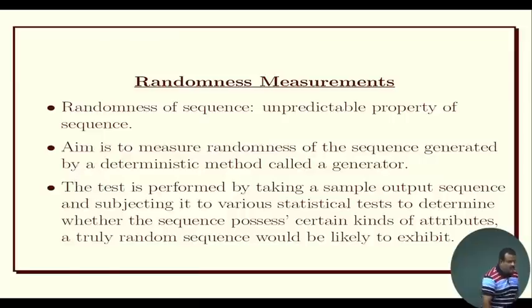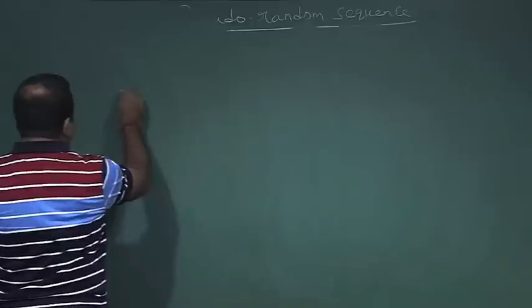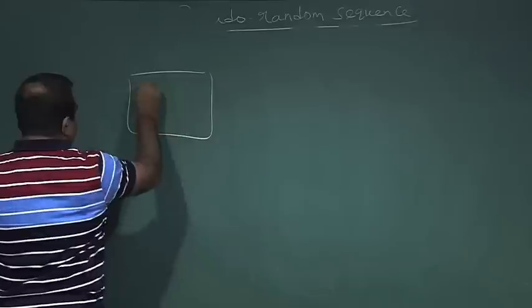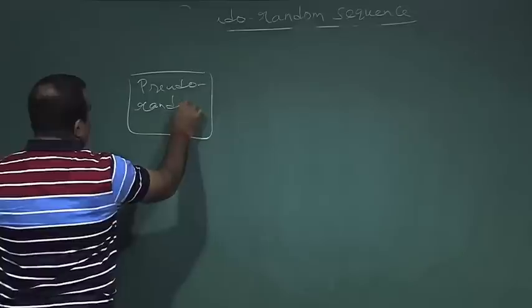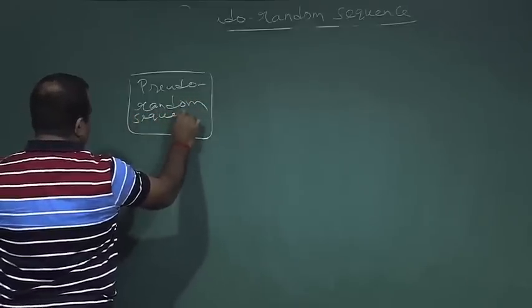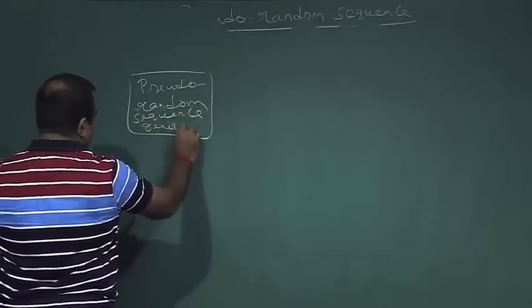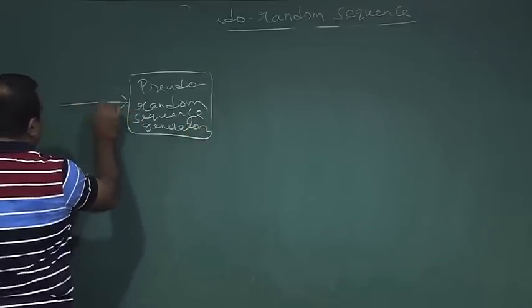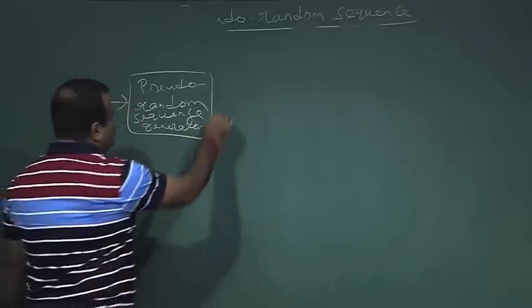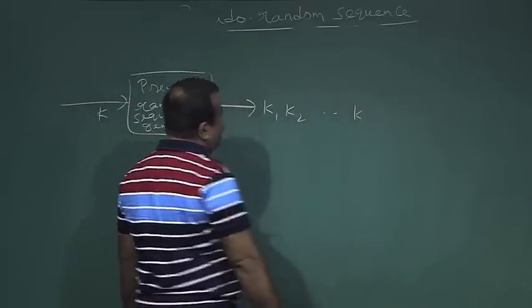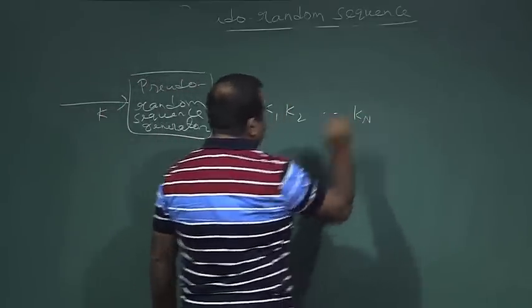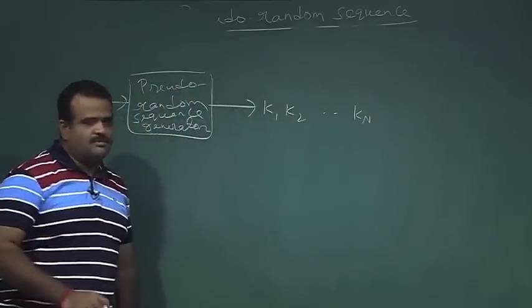So, we have to do some randomness measurement of this sequence. Suppose we have a key stream generator, or we can now say a pseudo random sequence generator. Basically, this is a key stream generator which takes the secret key k and gives us the key stream k1, k2, up to kn, however many we need, but it has a period. We will come to that, what we mean by the period of a key stream.